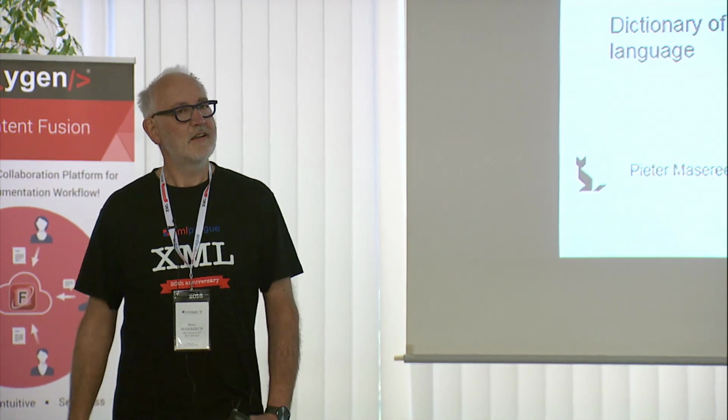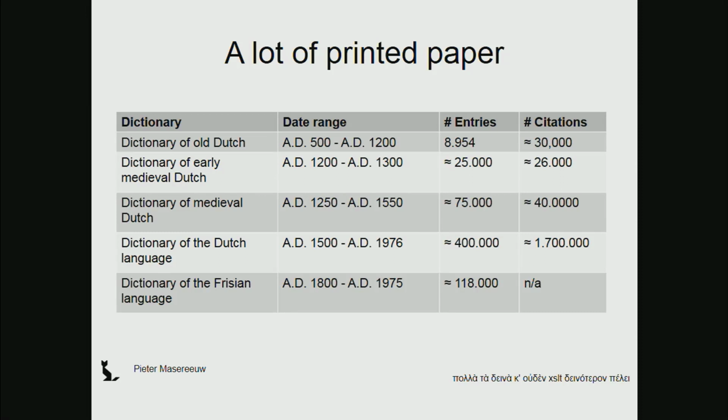These are the dictionaries that my application is going to deal with. They range from the oldest written Dutch in the year 500 until 1975. And they didn't stop, but they just started a new dictionary and they are still working on it.